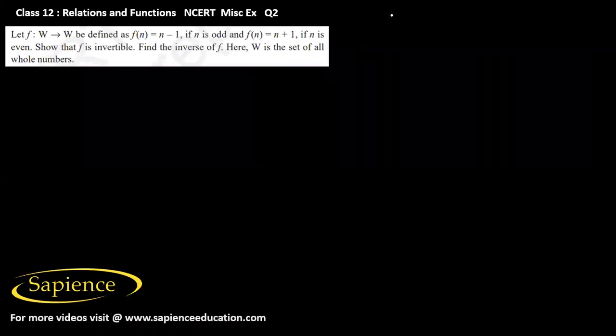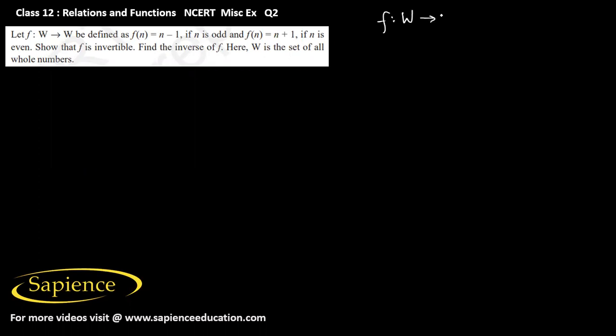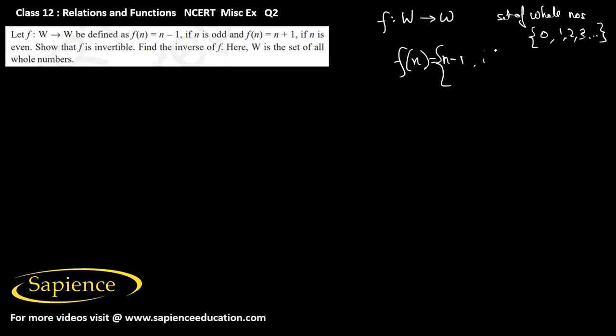So here it is told that let f be a function which maps from W to W, where W is the set of all whole numbers. It means that it includes 0 and all natural numbers: 0, 1, 2, 3 till infinity. And it is defined as f of n equals n minus 1 if n is odd, and n plus 1 if n is even. Show that f is invertible, hence find the inverse of f, where W is a set of all whole numbers.